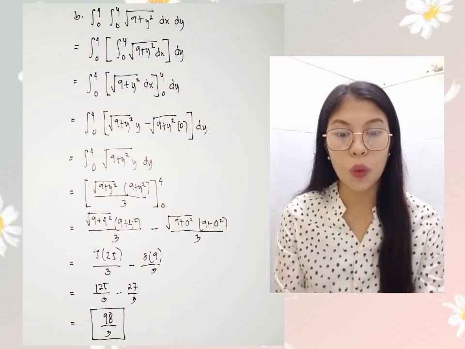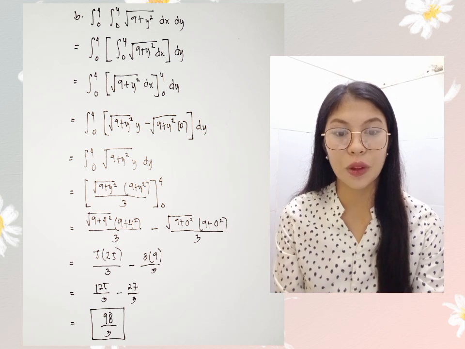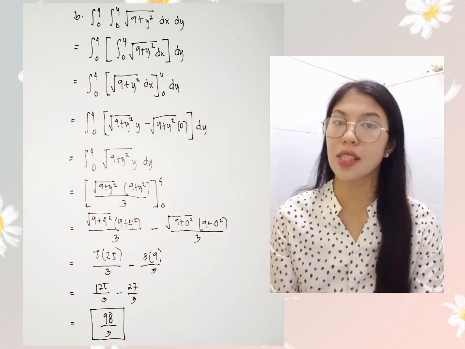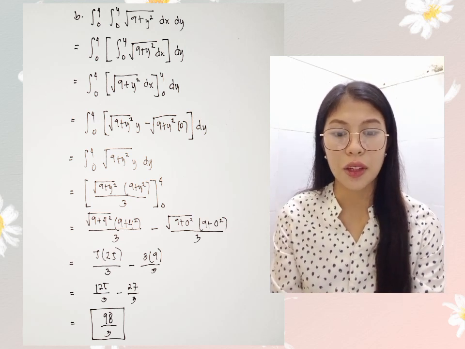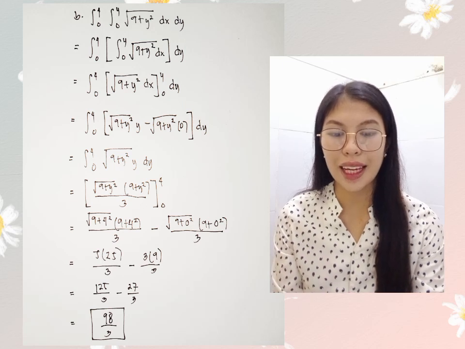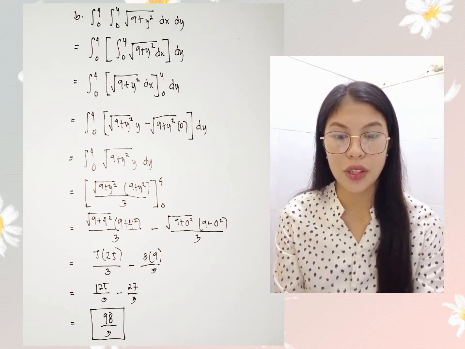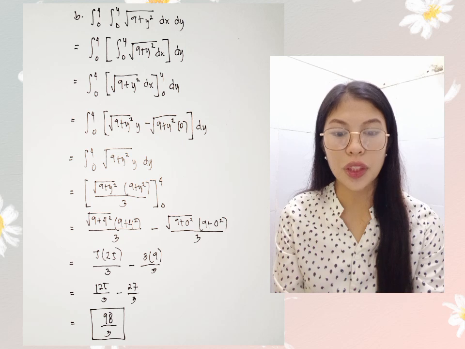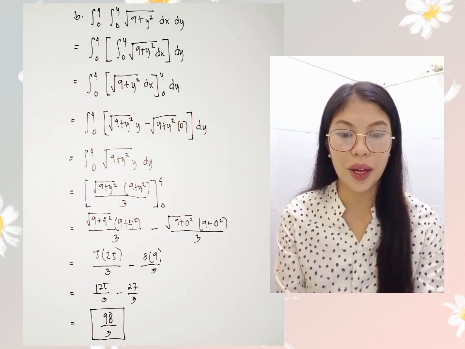times 0 dy. So when we integrate that, it is known that when a constant is multiplied to 0, the answer is 0. So we have to cross that out. So we will remain with the square root of 9 plus y squared times y. So we integrate that for the second integration. So integral 0 to 4 of the square root of 9 plus y squared times y dy.